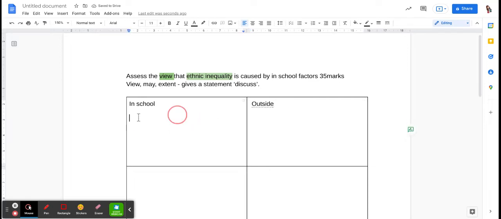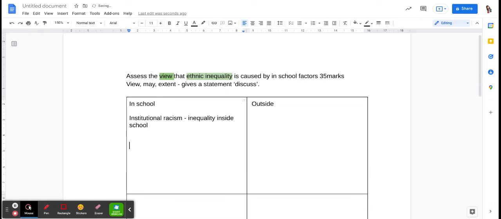Okay. So paragraph 1, ethnic inequality is caused by in-school factors due to institutional racism. Ethnicity in this exam board hasn't been used as its own exam question. It's generally been mixed up for a really, really long time, which is, in my opinion, quite disappointing. But paragraph 1 is institutional racism means that the inequality is caused inside school. So I'm going to take who's in that grid.